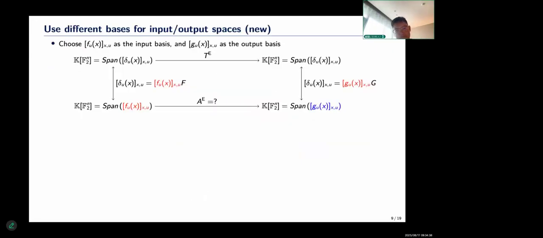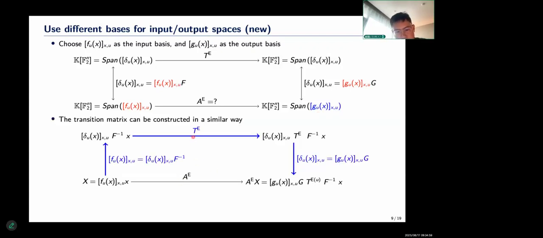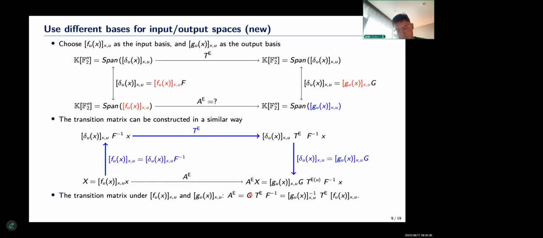So our idea is very similar to the previous method. We just found that it is not necessary to use the same basis for the input and output. We can indeed use different bases for the input and output. And the calculation is very similar to the previous one. So A can be calculated from the change of basis matrix and the knowledge of T in this way. Just change the F in previous works to G.